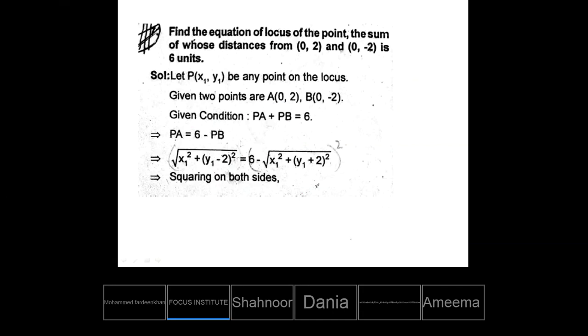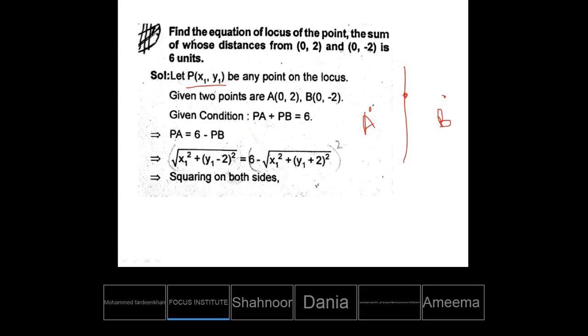Now let's go for the next question. Find the equation of locus of P, the sum of whose distances from (0, 2) and (0, minus 2) is 6 units. So what you have to do, let P be equal to (x1, y1), any point on the locus. A is (0, 2) and B is (0, minus 2).